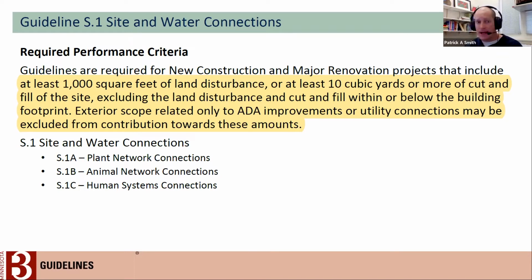And this is plant network connections, animal network connections, and human system connections. Just listing out the guidelines, broadly here, without hopping into specific guideline language. And so the update present here is really looking at the different applicability threshold.